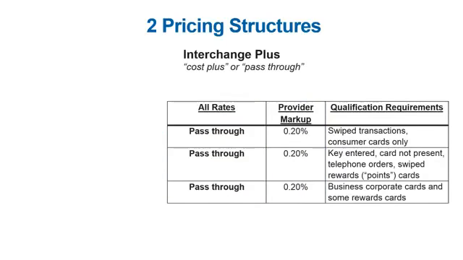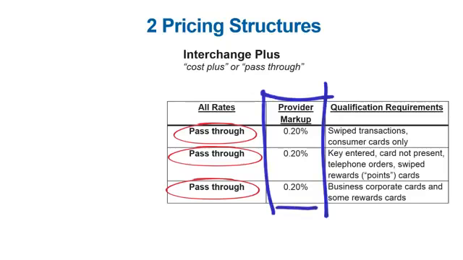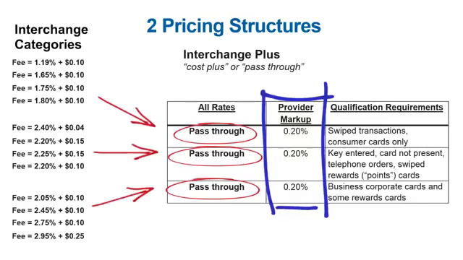Interchange Plus pricing passes the actual interchange cost through to you, and a small provider charge is charged in addition. Also referred to as provider markup, this fee varies widely based on a variety of factors and can range from 5 basis points up to 1.5% or even higher.